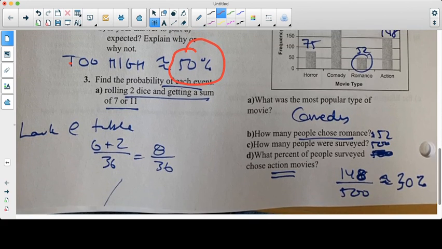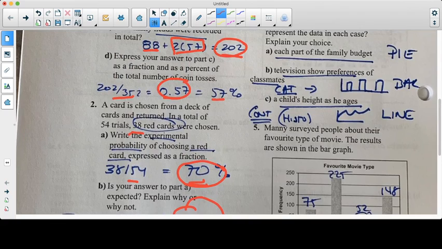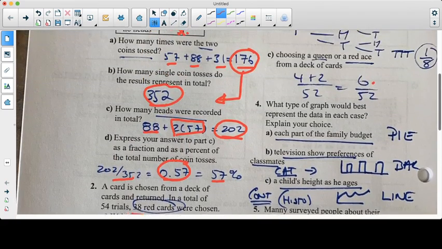Two dice. How many times can you get 7? You can look at your table there. There are 6 ways to get 7, and there are 2 ways to get 11. You add those together, you get 8 out of 36. You can reduce that as a fraction and then change it to a decimal if you like.